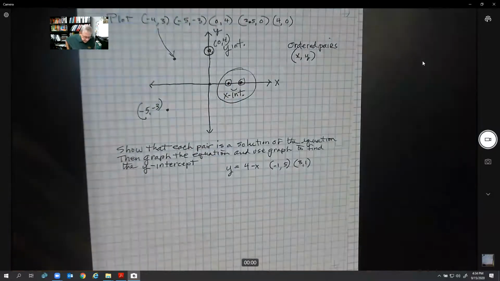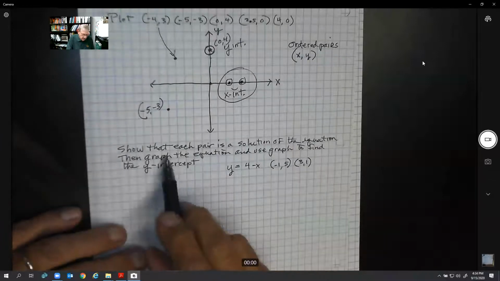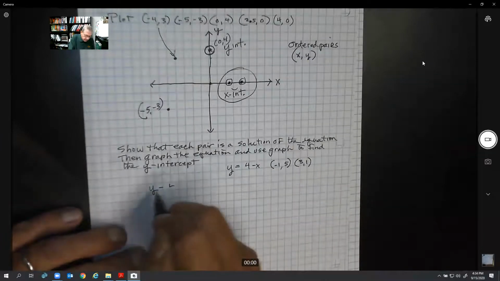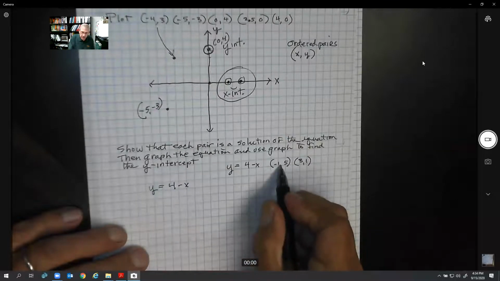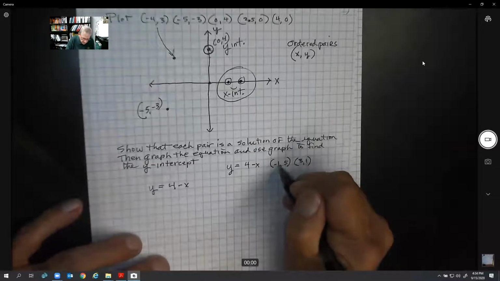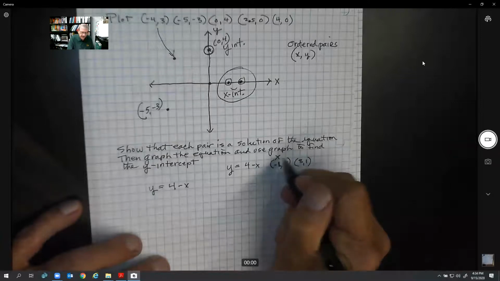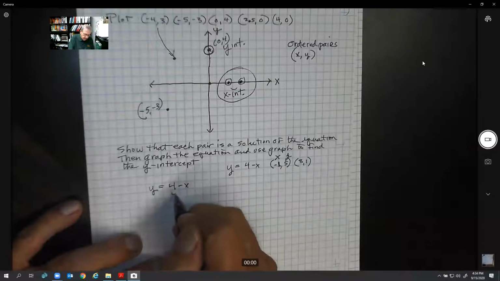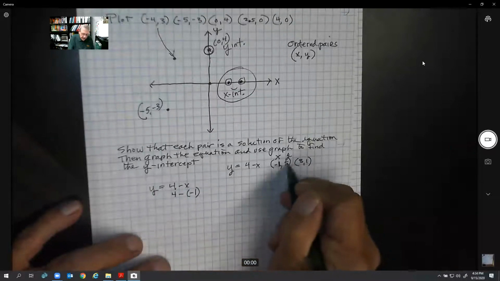Sorry about that. Anyhow, let's try to do what they say. Show that each pair is a solution of the equation. How the heck could we do that? Well, what we're going to do is write down this equation, and we're going to substitute this point in. What number, what letter are we going to substitute it for, though? This is going to become x, and this is going to be our y. So in place of x, this would be 4 minus a negative 1, and this would be a 5.